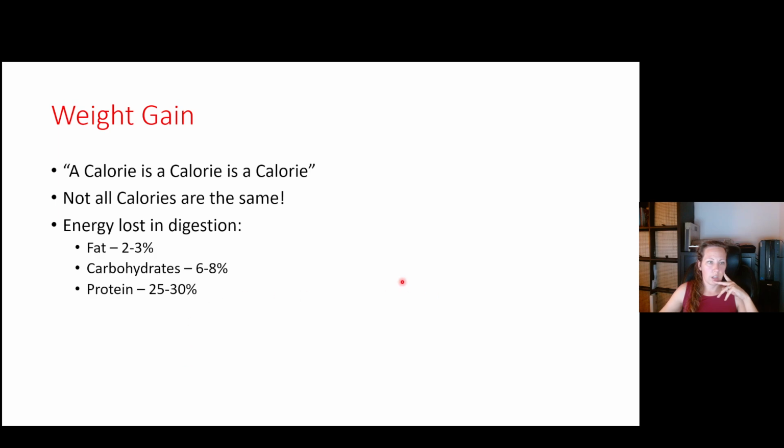So, energy lost in digestion. It takes energy to digest foods, and it takes a lot less energy to digest fat or carbohydrates than it does protein. We lose about 25 to 30% of the calories of protein, due to just the metabolic processes it takes to digest them.